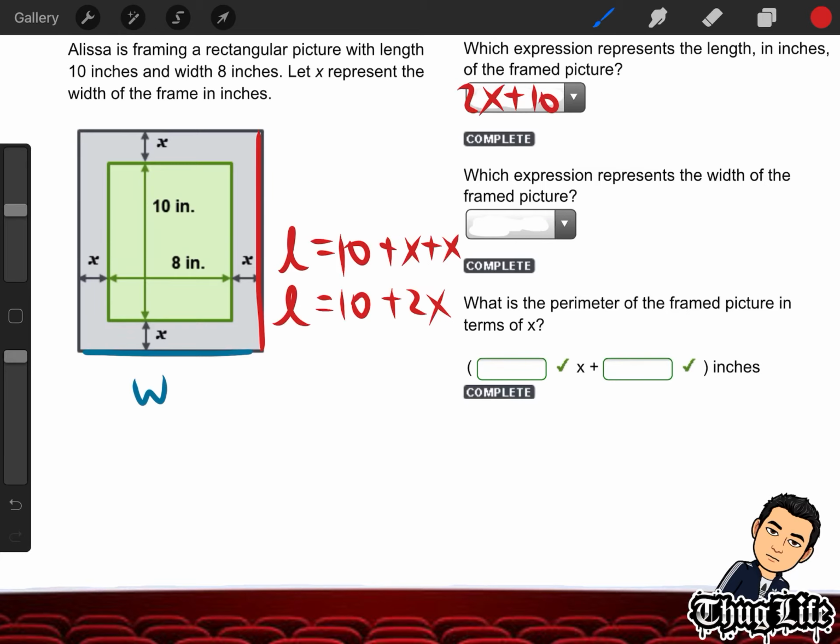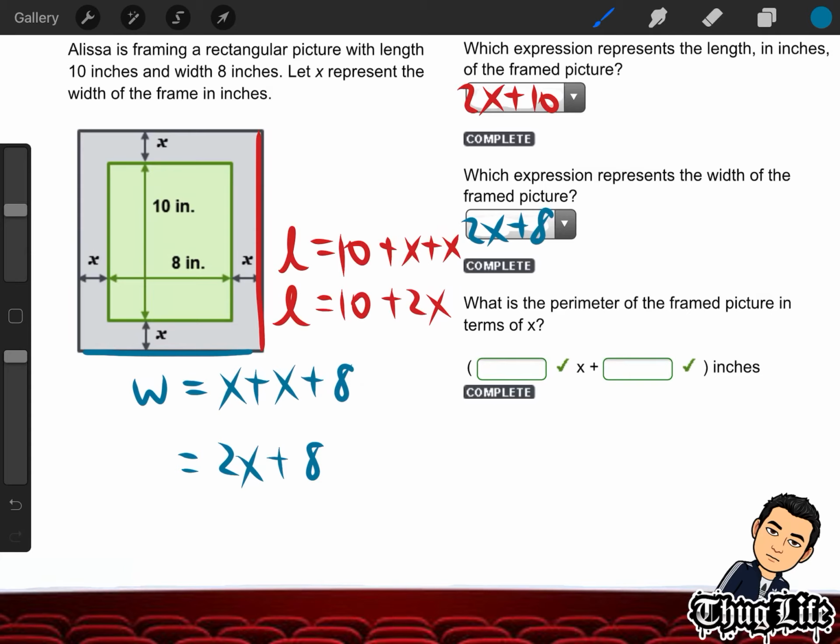It's the same thing. Now let's look at the other one, for the width. You have to add the 8 to the x's, the two x's. So the way you express it is 2x plus 8. You're going to put it right here.